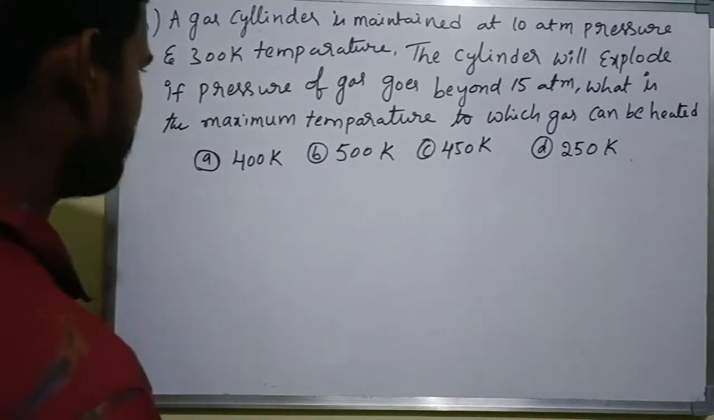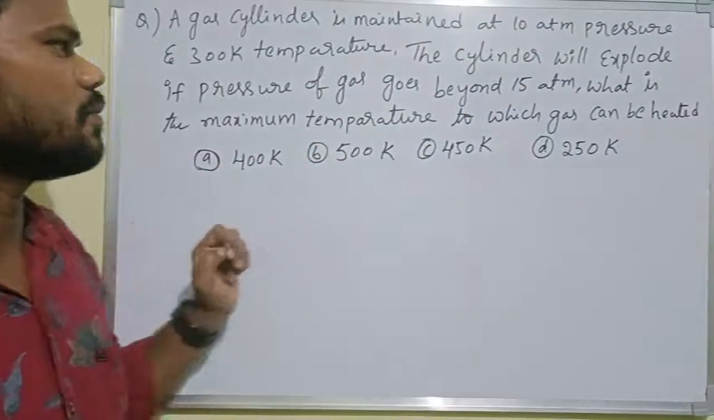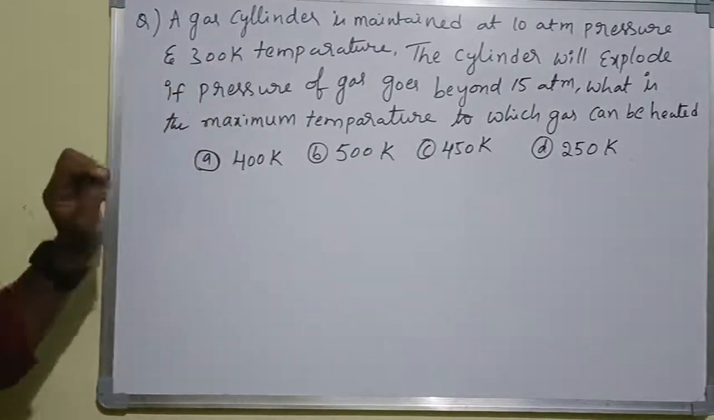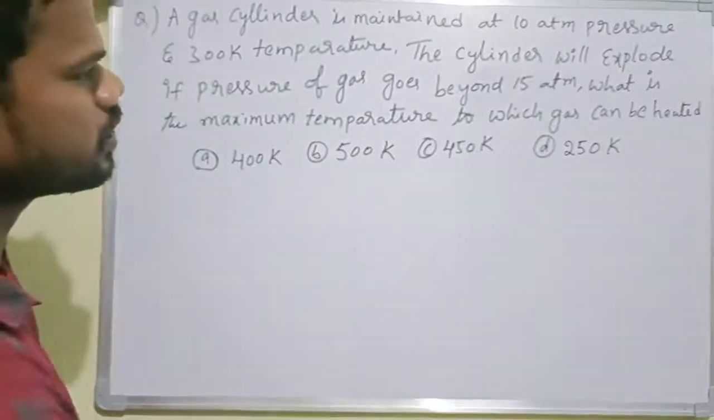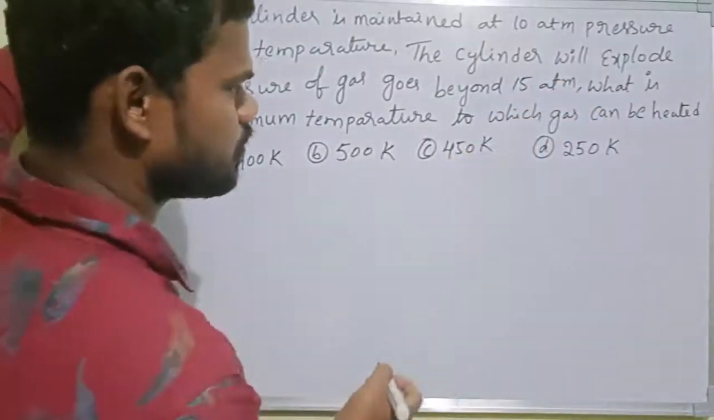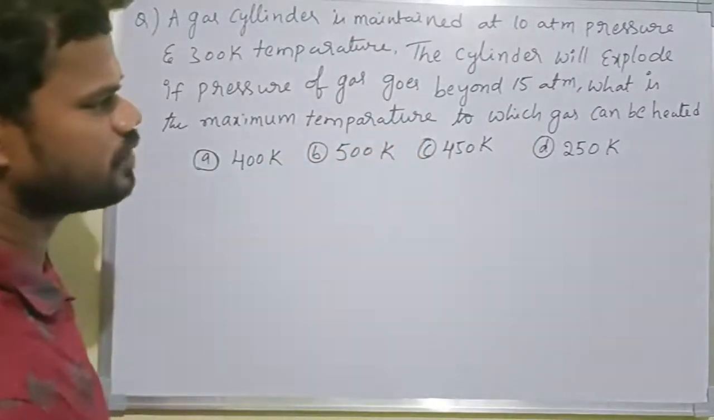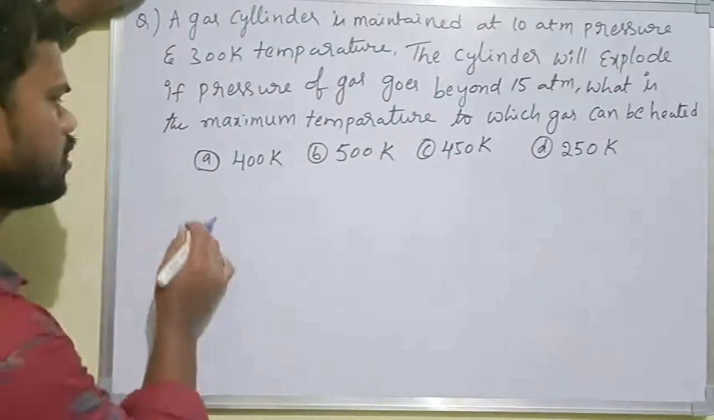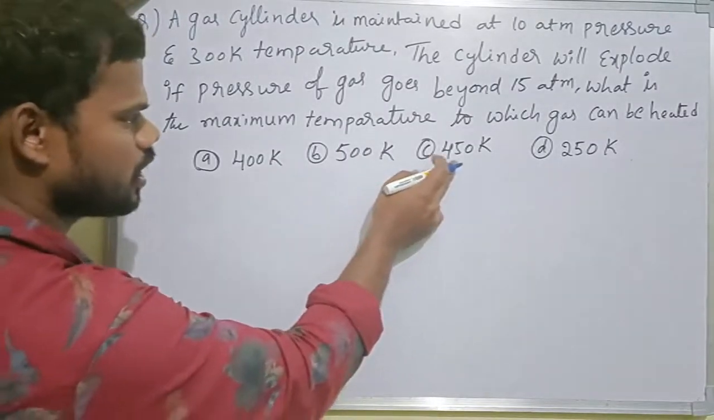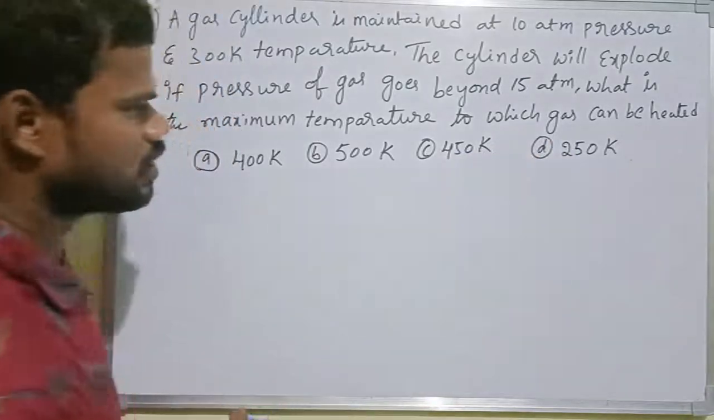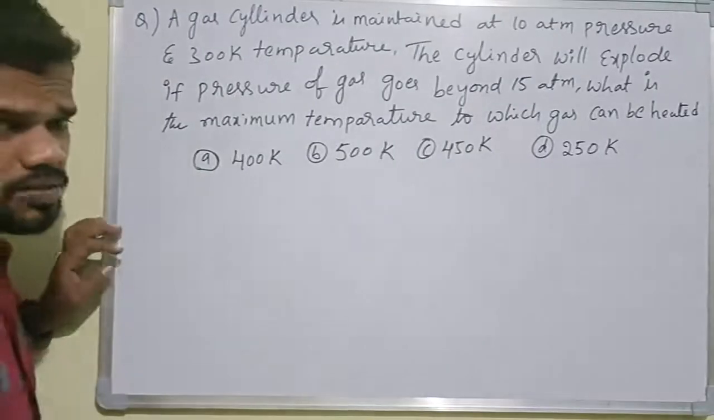Next problem. A gas cylinder is maintained at 10 atmosphere pressure and 300 Kelvin temperature. The cylinder will explode if the pressure of the gas goes beyond 15 atmosphere. What is the maximum temperature to which the gas can be heated here? Option 1 400 Kelvin, option 2 500 Kelvin, option 3 450 Kelvin, option 4 250 Kelvin. Which one is the correct option?